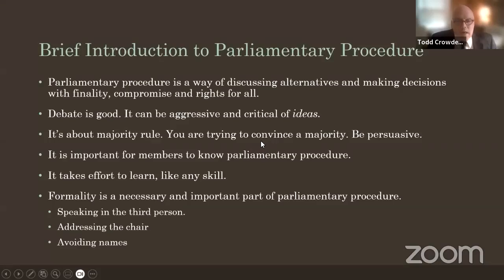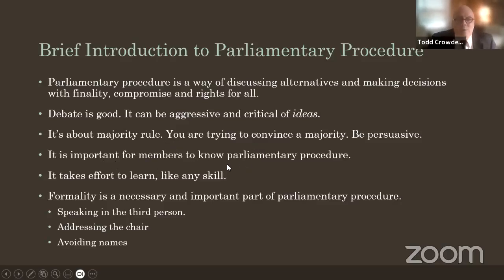It's not about technicalities. It's about the majority getting their way. And as long as they are, that's pretty much the intention of the whole thing. The reason for all these rules is to make sure everybody gets their say and that all individuals are treated fairly and absentees have their rights, and so on. But that is, at the end of the day, what we're about: majority rule.